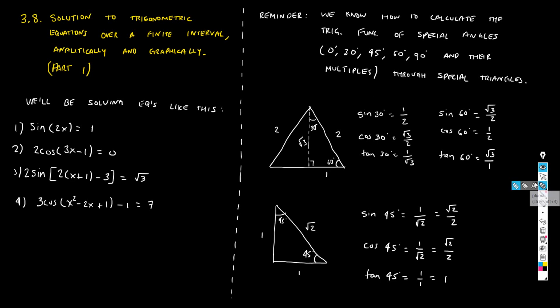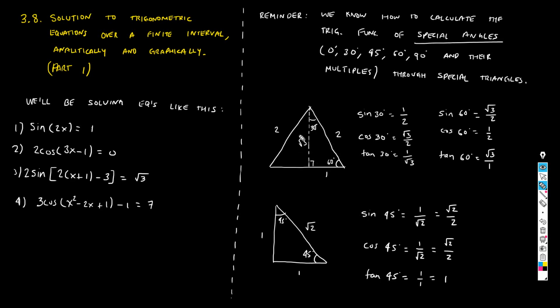Okay, now let me give you a reminder. By now, we know how to calculate the trigonometric functions of special angles. What angles? 0 degrees, 30, 45, 60, 90 degrees, and all their multiples, through the use of special triangles. And we've been doing this quite a lot. This was actually a problem in the last exam.